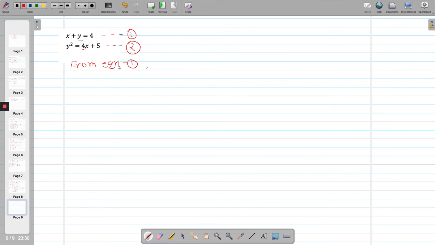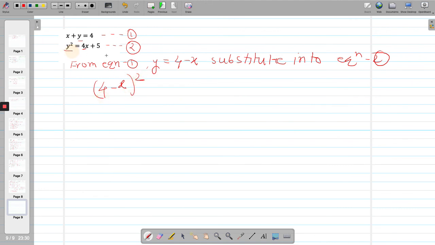Okay, so I'm writing from equation 1 we get y equal to 4 minus x, and substitute this value into equation 2. So if I substitute into equation 2, we get 4 minus x, because y squared, so it will be 4 minus x squared. Look, instead of writing y, we're writing 4 minus x now. On the right hand side, 4x plus 5.